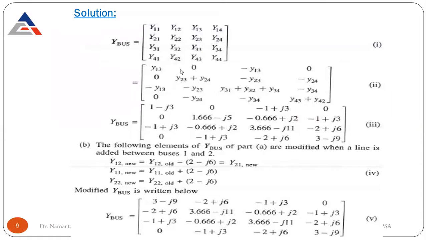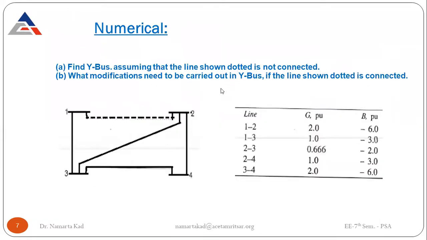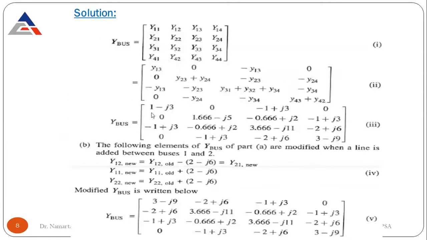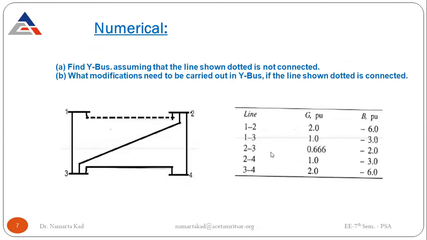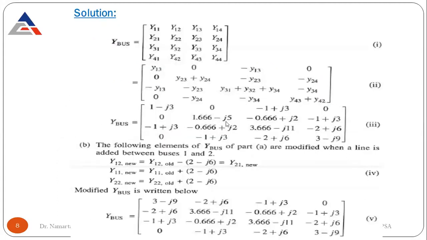Now just put down their values. What is Y13? It is 1 minus j3. Here it is 0. Here it is minus Y13, which can be written as minus 1 plus j3. Here it is 0, and this entry is again 0. Here you have to add the Y23 and Y24 entries, so it comes out to 1.66 minus j5 after adding. Similarly, just put down the values and you get this matrix.